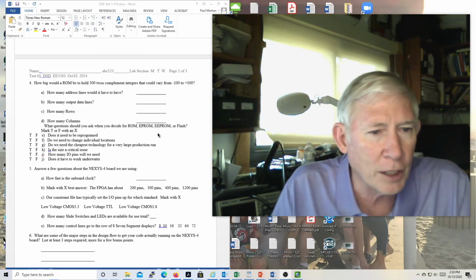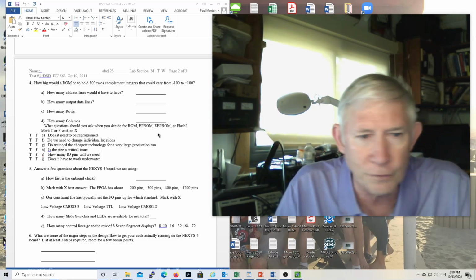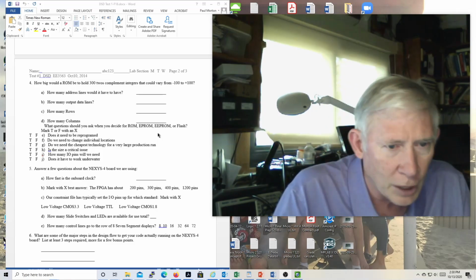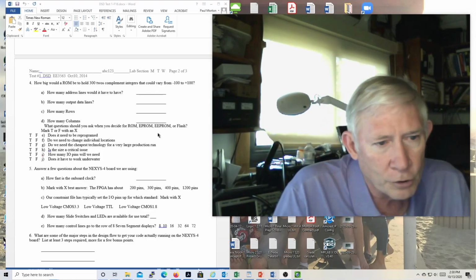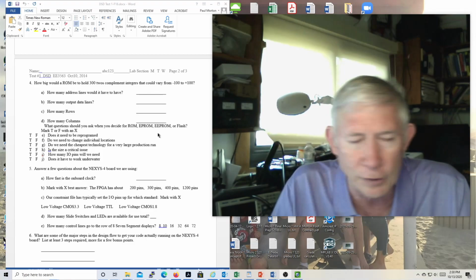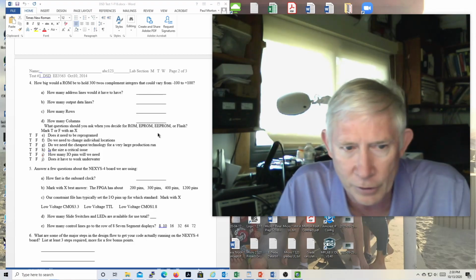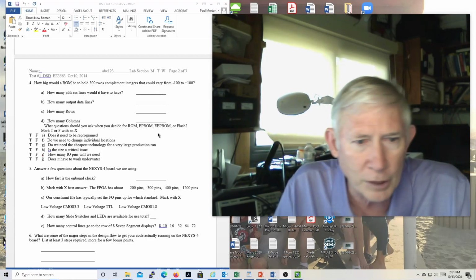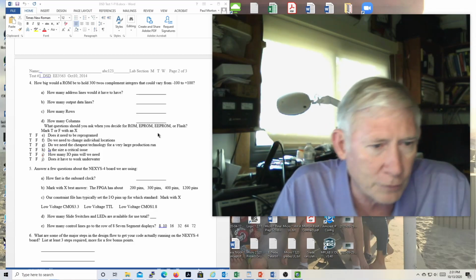Do we need to change individual locations? Yeah, if you're going to do flash, you can't change individual locations. If you're going to do a factory programmed ROM, you can't change individual locations. With flash, you can't erase individual locations. You have to erase the whole chip. But with an EEPROM, you can. So yeah, you definitely want to ask that question.